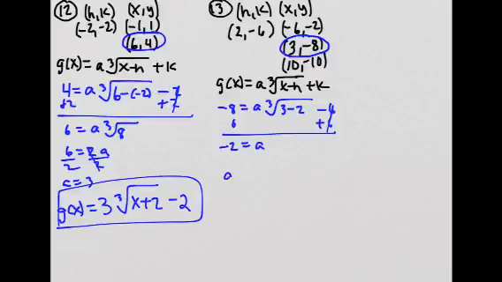So you're done, pretty much. Just write the equation down. -2 times the cube root of x minus 2, minus 6. And there's the answer.